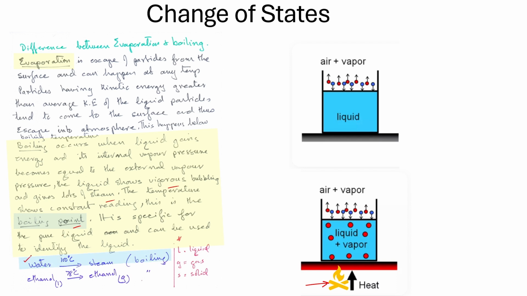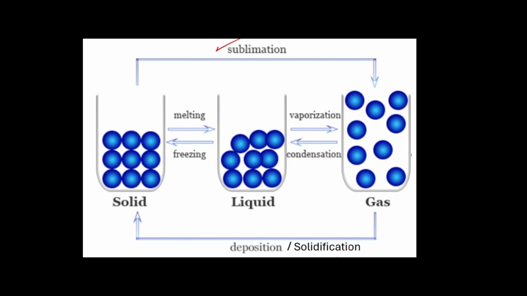For example, pure water boils at 100 degrees centigrade. Ethanol boils at 78 degrees centigrade. Now, in this equation, under ethanol, I have written on the left side L, which means liquid. On the right side, under ethanol, I have written G, which means gaseous state. Now, we can show these processes in a given flow chart.